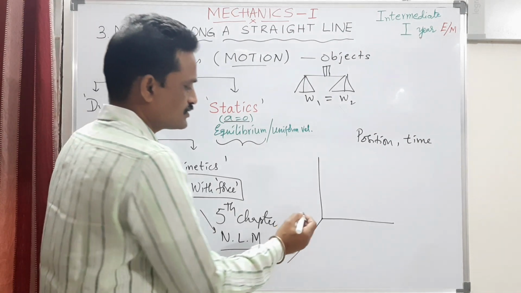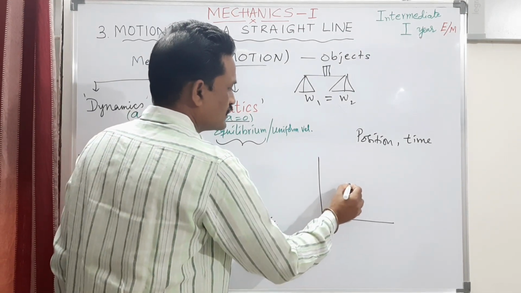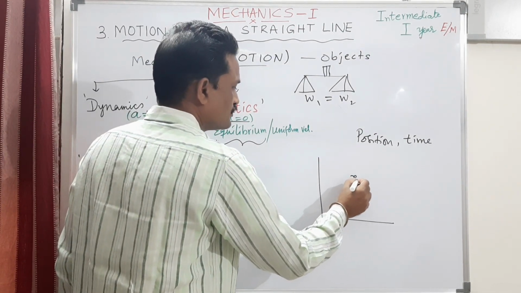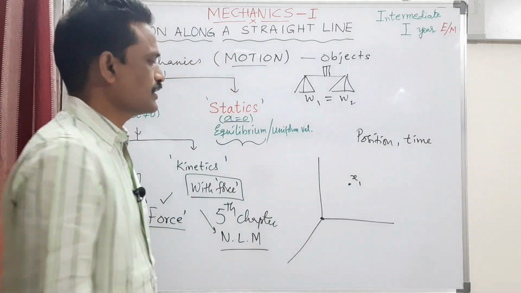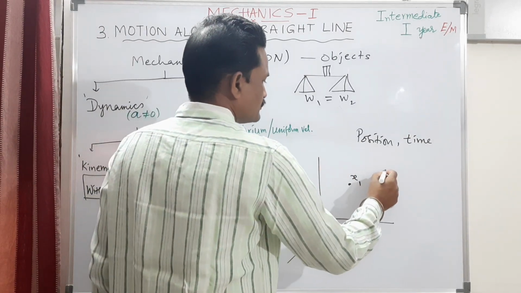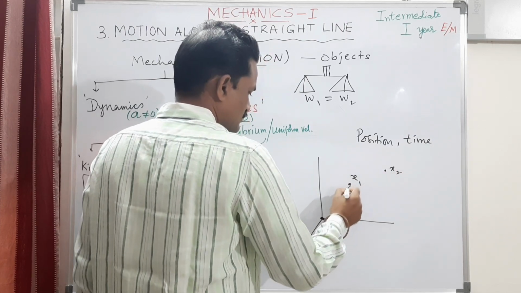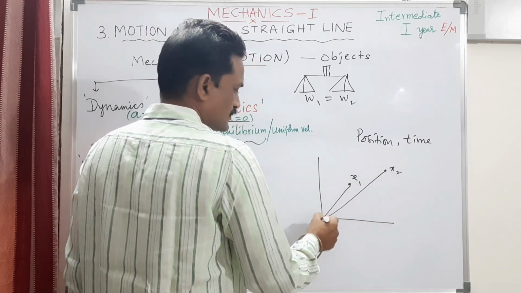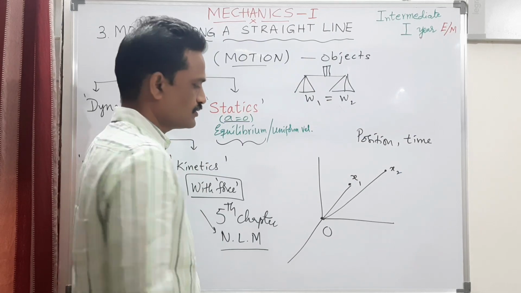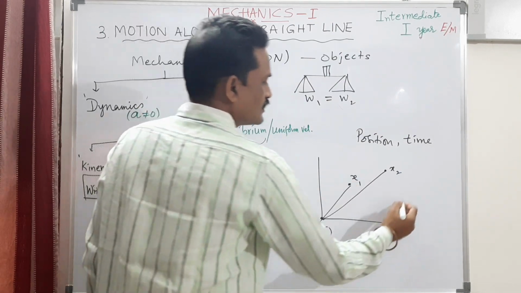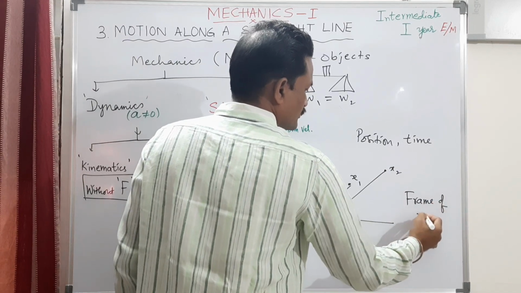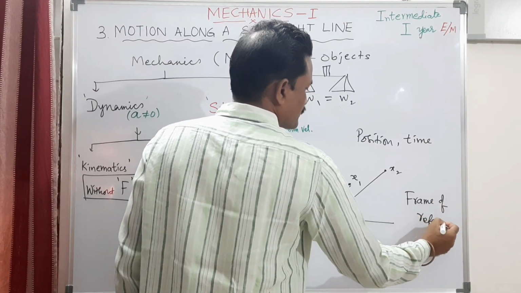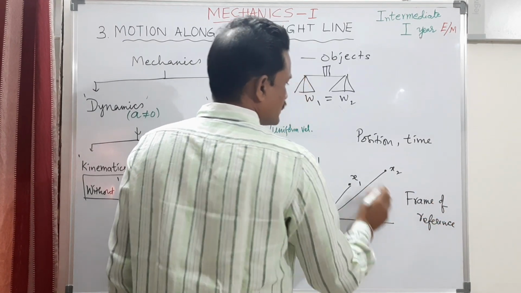So with reference to this origin, something is at this position, let us say x1. It can move from x1 to x2 with respect to this origin. This coordinate system is called the frame of reference. Without taking a frame of reference, I cannot describe the position.